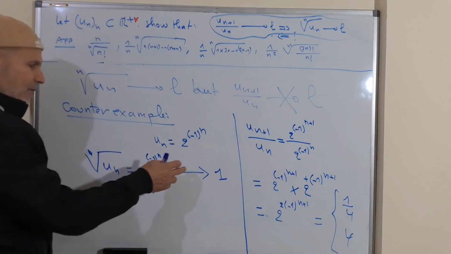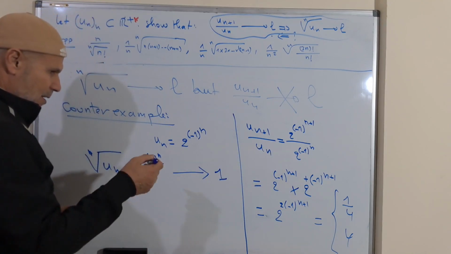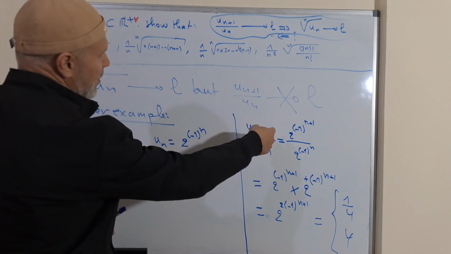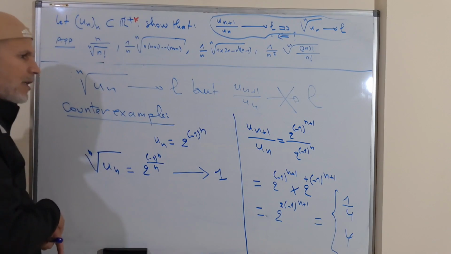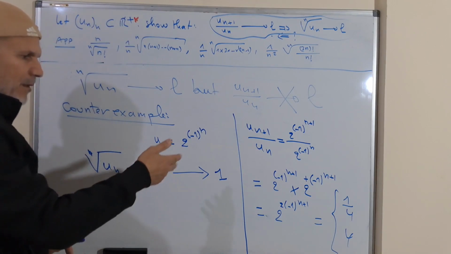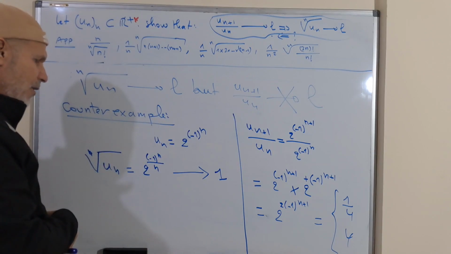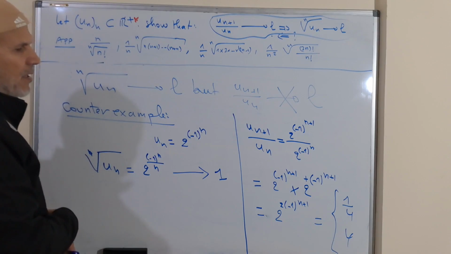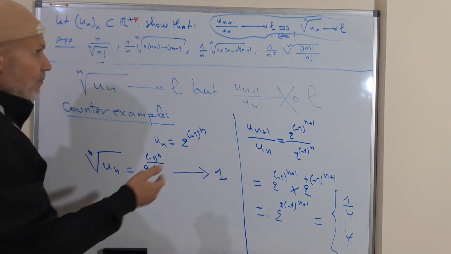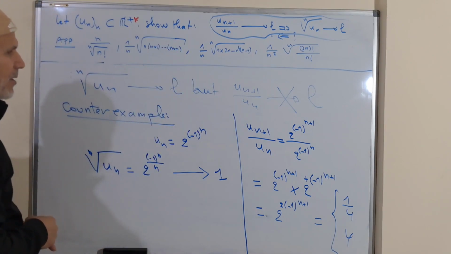From one side we have 1, and from the other side we have 2 limits, so this sequence is not convergent. We have 2 subsequences which go to 2 different limits. Then the opposite implication is wrong.